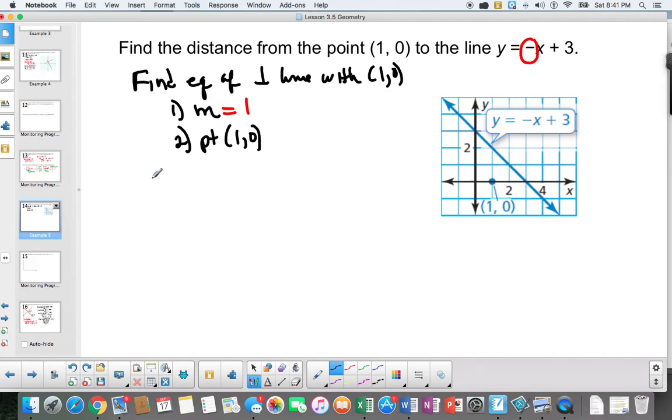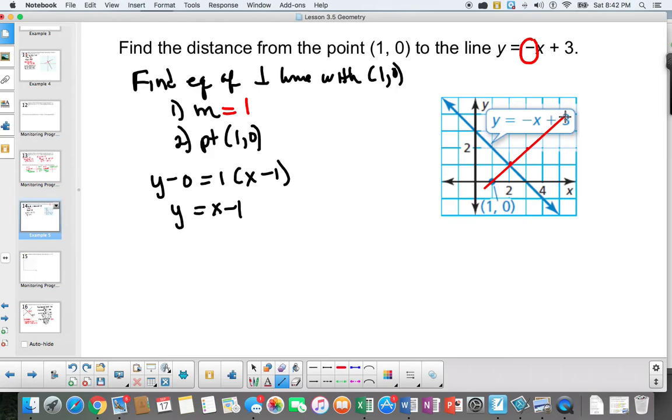And now I'm going to write the answer. y take away 0 is equal to 1 times x minus 1. I'm going to clean this up, and if I distribute, it's going to just be y = x minus 1. So this is the line I want, all right? And here I am right here at (1, 0), and you can see my slope has to be 1. So up 1 over 1, up 1 over 1, and then I'm going to use my line tool and draw my line. And you can see that they're going to intersect at the point (2, 1).